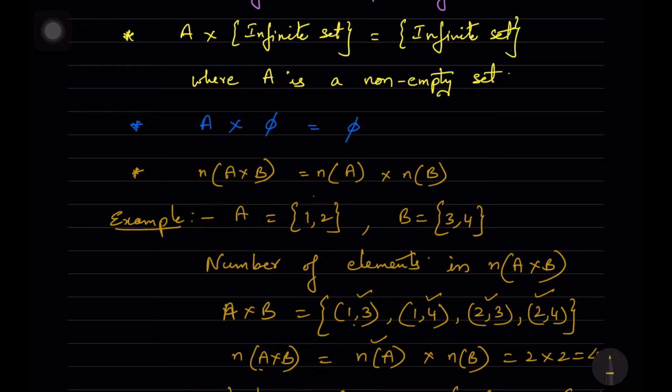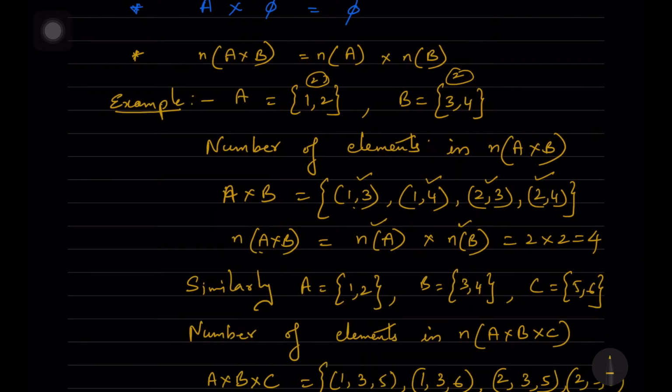Now what is n of A, the number of elements of A? How many are there here? 2 are here in A, and the number of elements in B is 2. So therefore 2 into 2 is equal to 4, and the number of elements of A cross B is nothing but 4. So therefore n of A cross B is equal to n of A into n of B.